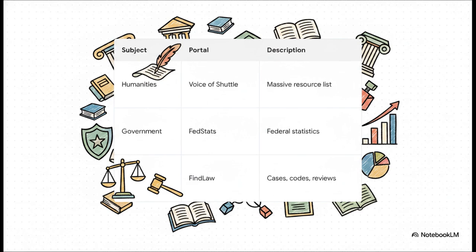Think of these as your virtual reference desks. Whether you need to bypass commercial noise for serious humanities research via the Voice of the Shuttle, or maybe you need to grab raw, unfiltered federal statistics from over 70 U.S. agencies using FedStats, or even dig deep into court cases and legal codes using FindLaw, which has a free search engine for legal reviews. Basically, there is a dedicated, highly curated portal waiting for you.